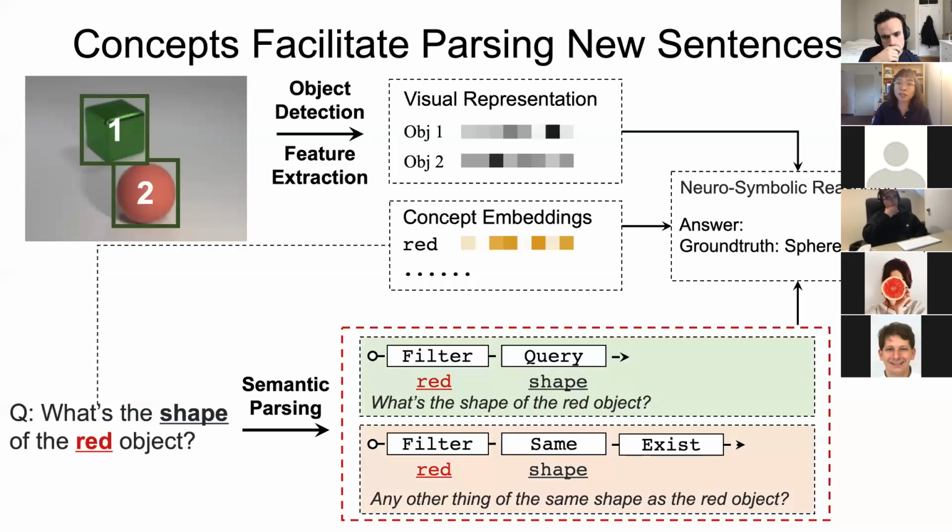And similarly, we can also execute the second program, which will give us the answer no, since there's only one red object in the scene. But it's worth noting that the answer no is incorrect compared with the ground truth answer. So in this case, we'll still label the second candidate program as being a negative example.